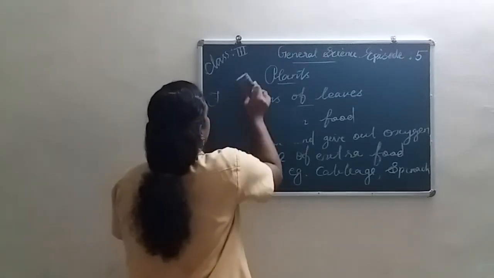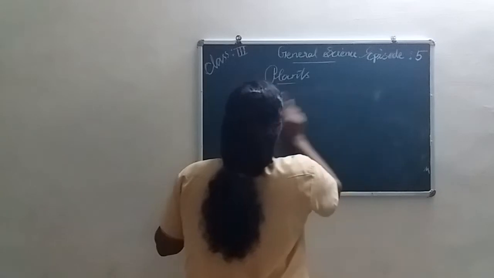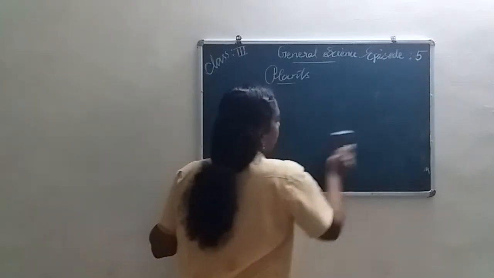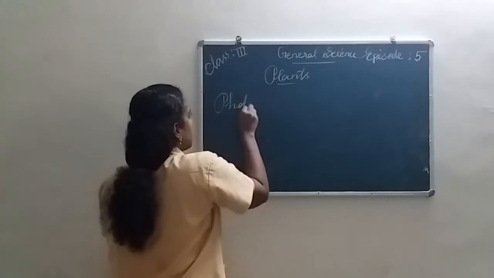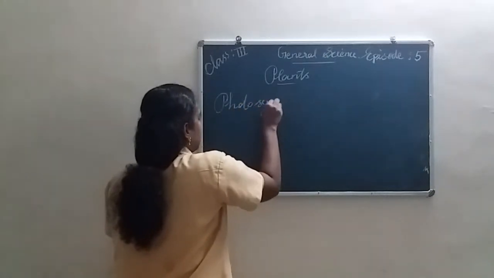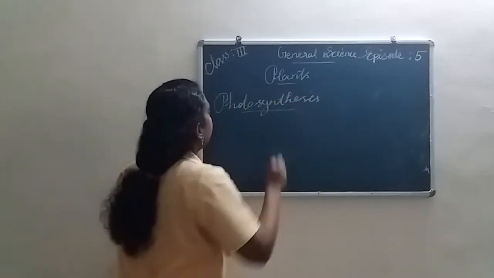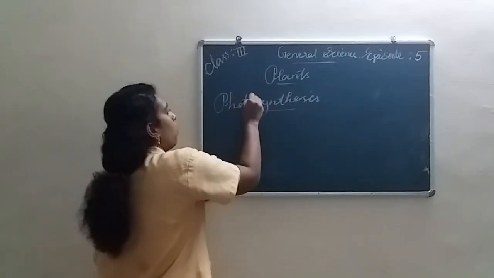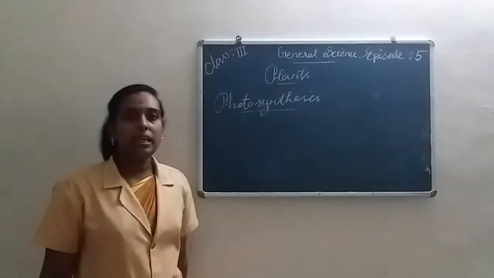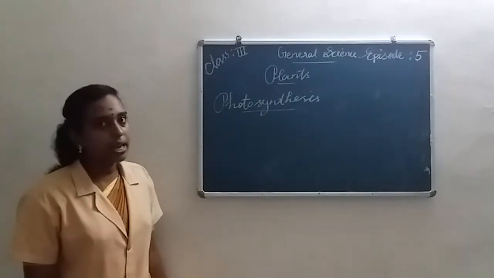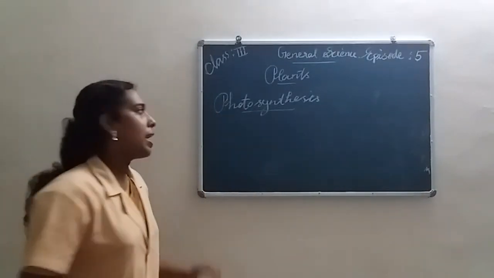And already we know about photosynthesis. Photosynthesis is the process of making food by plants. So once again I repeated photosynthesis. See the spelling? Photosynthesis is the process of making food by plants.